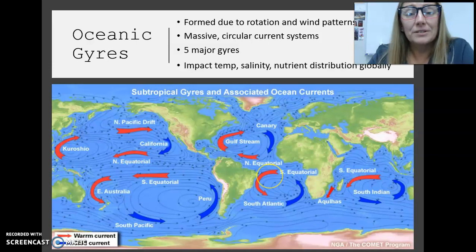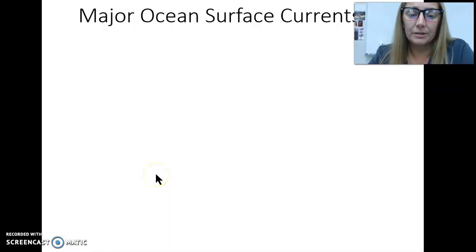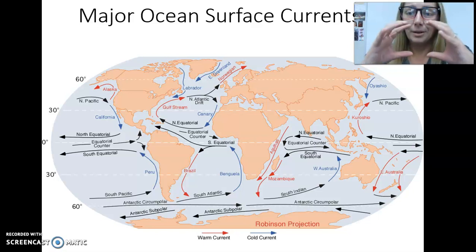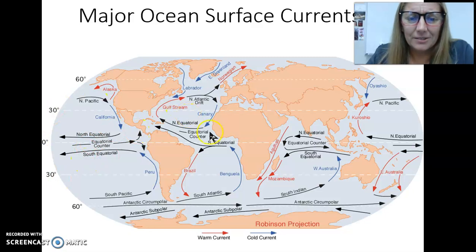So you've got the North and South Atlantic gyres, the North and South Pacific gyres, and then there's just one in the Indian Ocean. Here's a better map of ocean surface currents and the gyres, because again, the currents flow into each other to form a big circulation gyre. So again, we'll focus on the Atlantic. So you've got the North Equatorial Current that flows into the Gulf Stream. The Gulf Stream carries warm water.